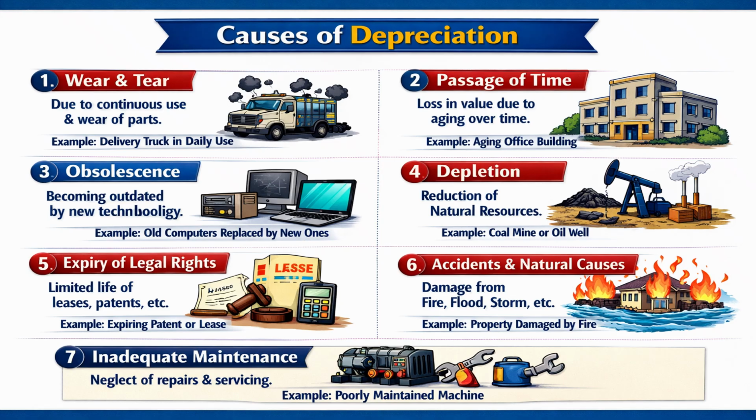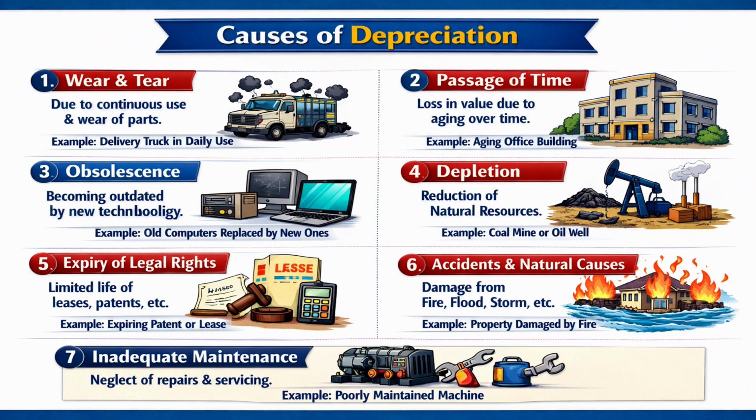3. Obsolescence. Obsolescence occurs when an asset becomes outdated due to technological advancements or changes in market demand. The asset may still be in working condition, but newer and more efficient alternatives make it less valuable. This is very common in industries where technology changes rapidly, like computers, mobile phones, electronic equipment and manufacturing machines. Example. A company purchases computers today. After a few years, newer computers with better speed and features become available, reducing the value of the old computers.